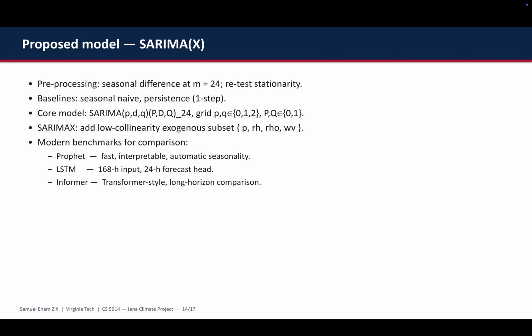Then SARIMAX adds the low collinearity exogenous subset: pressure, relative humidity, density, and airspeed. As a benchmark, I will compare against three modern approaches: Prophet for fast automatic decomposition, an LSTM with a 168-hour input window, and an informer transformer for long horizon comparison. The point is to make the case for SARIMA or show clearly where it loses.